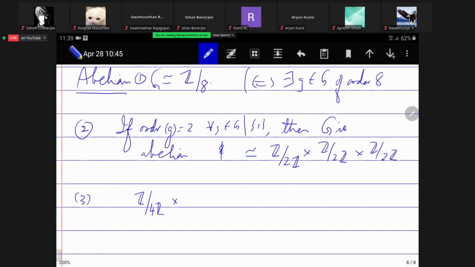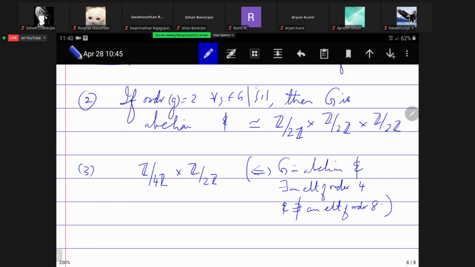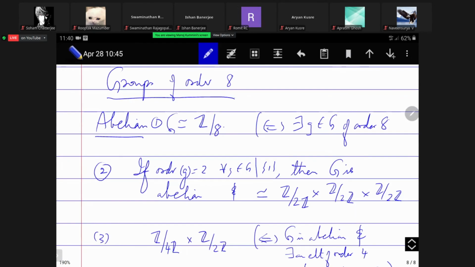The next case is there is an element of order 4 and G is abelian. So I'm assuming G is abelian for now. So this is if and only if G is abelian and there exists an element of order 4 and there does not exist an element of order 8. So this lists all the abelian groups.